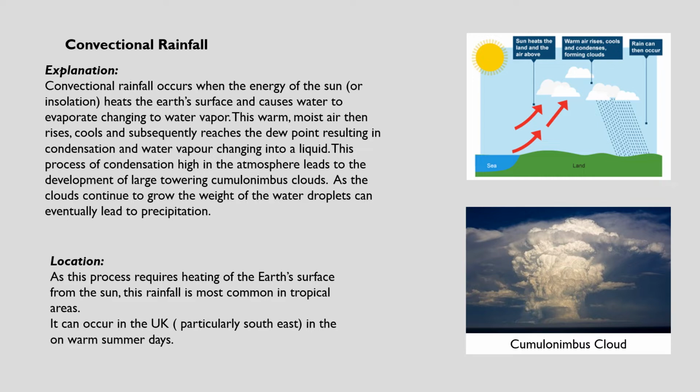As these clouds continue to grow, so if you've got a really long hot summer's day, it's going to continue evaporating water up into the atmosphere, so the clouds are going to continue to grow. The weight of the water droplets can eventually lead to precipitation, so you tend to get big thunderstorms and rainstorms after particularly prolonged periods of hot weather, hot and dry weather.